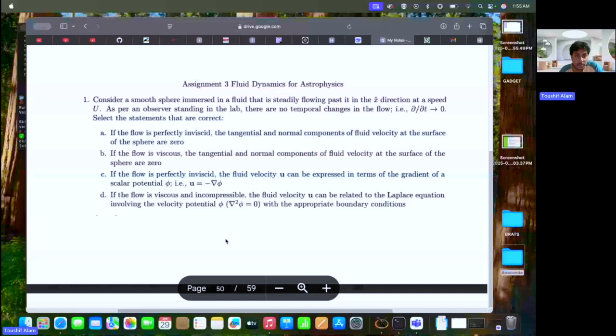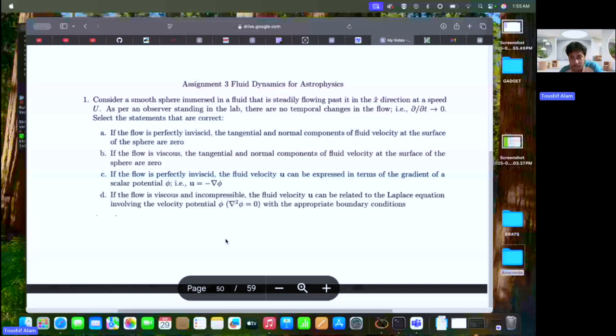The fluid velocity you can express in terms of the gradient of a scalar potential, so that U is equal to minus grad phi. For the viscous flow, we need two boundary conditions. I think I have explained this earlier also. The most common boundary conditions require the fluid to stick on the surface of the sphere, so that both normal and tangential components are zero. So option B: if the fluid is inviscid, it's irrotational.